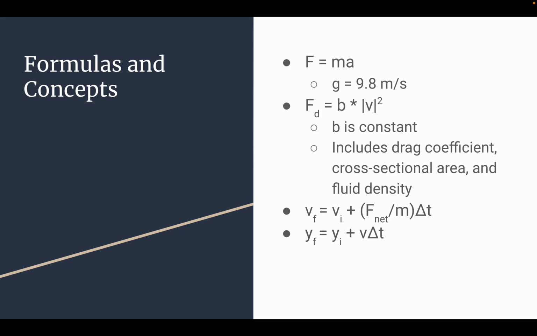The force of drag, we're going to use a simplified version of that formula, where b is a constant that includes the drag coefficient, cross-sectional area of the object, and the density of the fluid the object is falling in, which in this case is air. And then we will also be using the velocity update and position update formulas, and those are going to be in the simulation, and those are both also derived from Newton's second law.